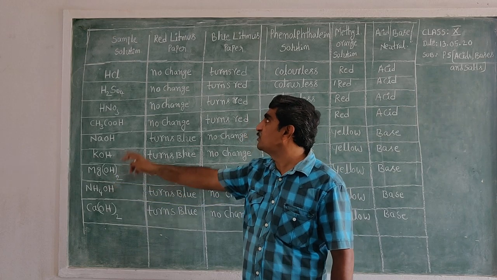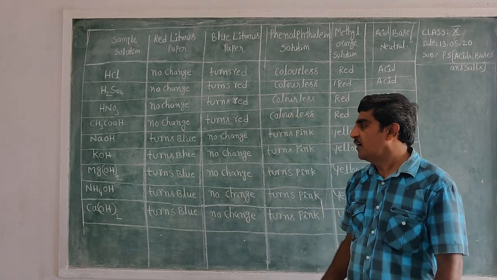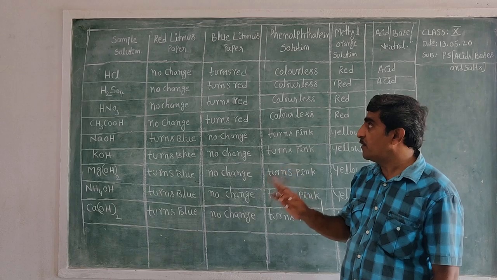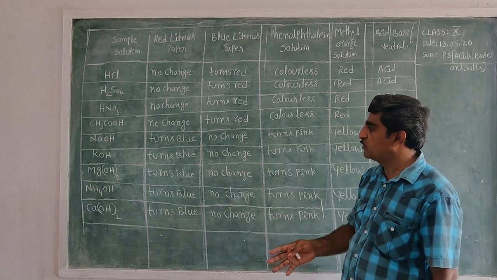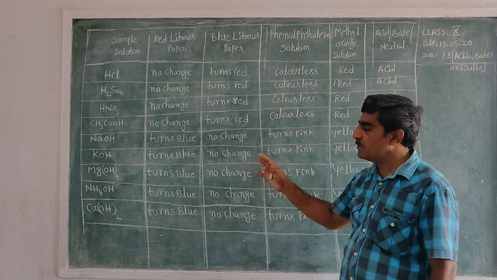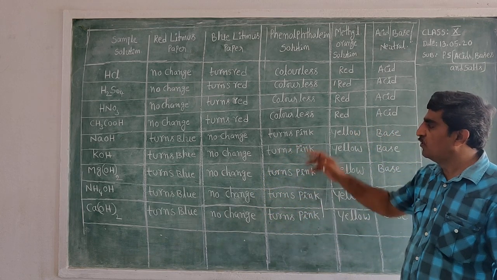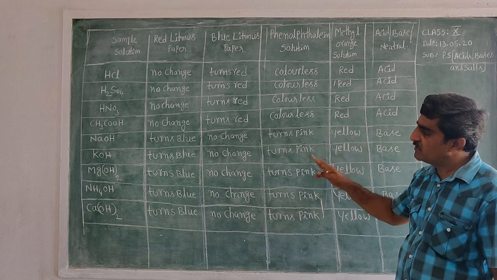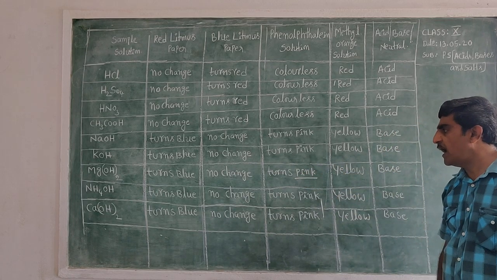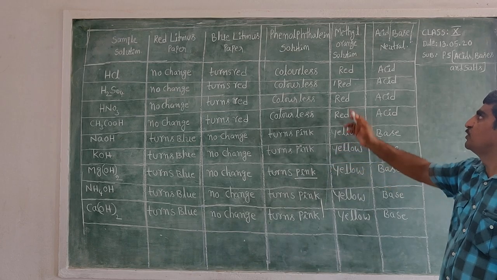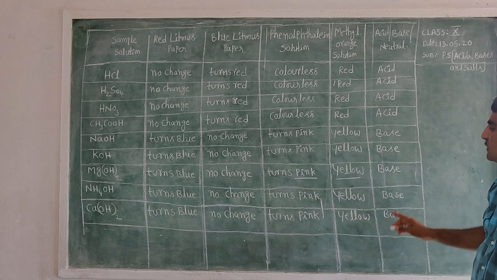The sample tested with red litmus paper turns blue. The magnesium hydroxide sample tested with blue litmus paper does not change. Tested with phenolphthalein solution, it turns pink. Tested with methyl orange solution, it turns yellow. Hence the given sample is a base.